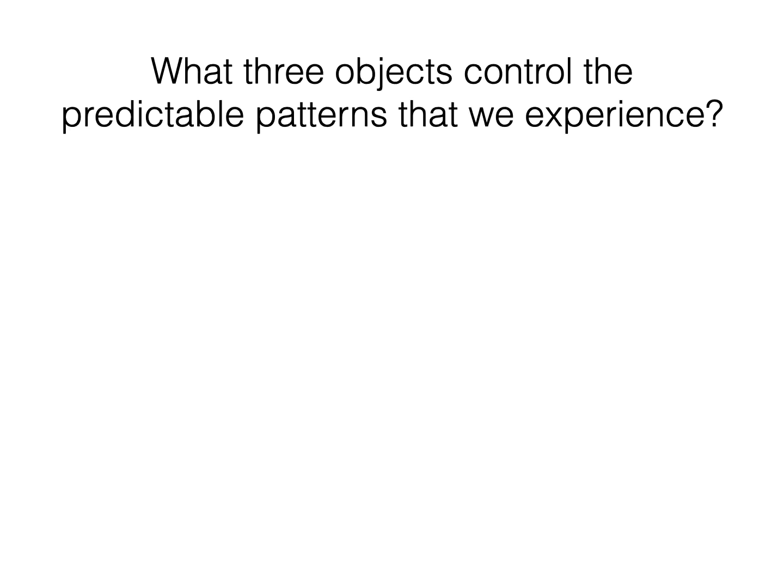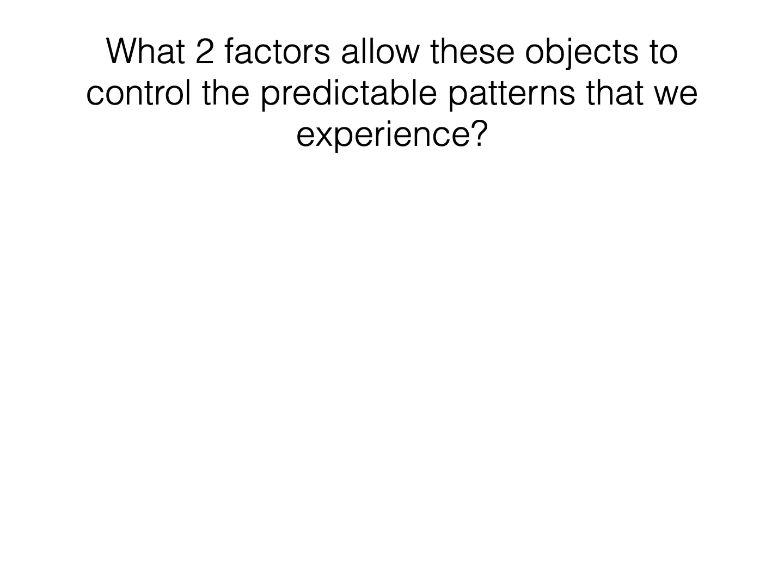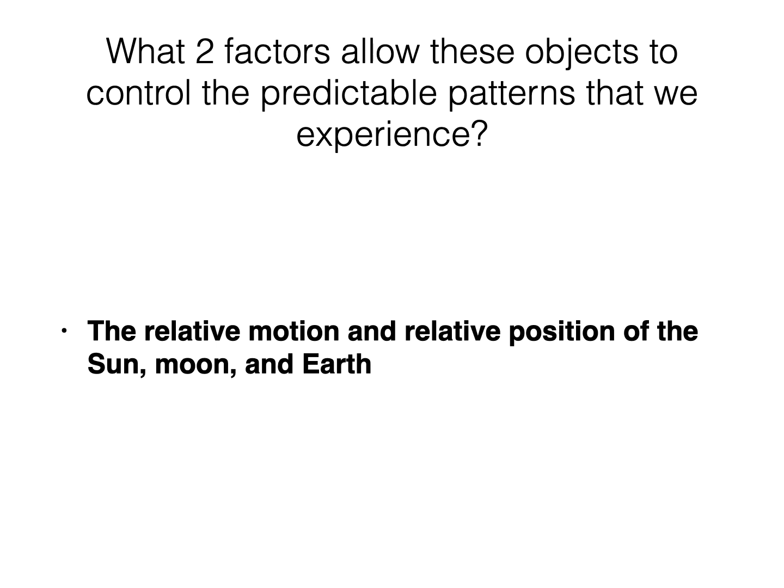There are three objects that control the predictable patterns that we'll cover in sixth grade. These three objects are the sun, the moon, and the earth. There are two factors of the sun, moon, and earth that control the patterns. These two factors will be relative motion and relative position. Now, relative position will actually be discussed with you in social studies later this year. Relative motion means how something is moving, and relative position is where something is.